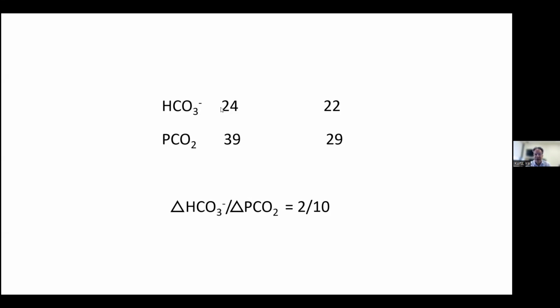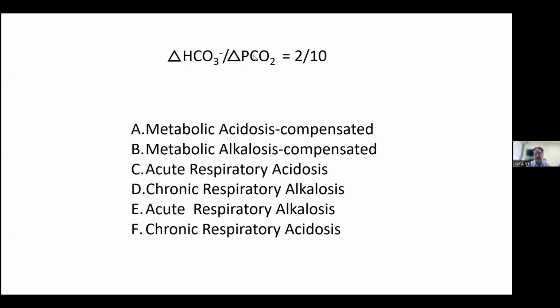So again, what acid-base disorder do we typically see this in? Again, you could simplify it down to 1 to 5 if you wanted to. You just don't see that in the textbooks. Okay, well, the correct answer, when we have a change of 10 in the PCO2 for 2 of bicarbonate, that's what you see in acute respiratory acidosis.